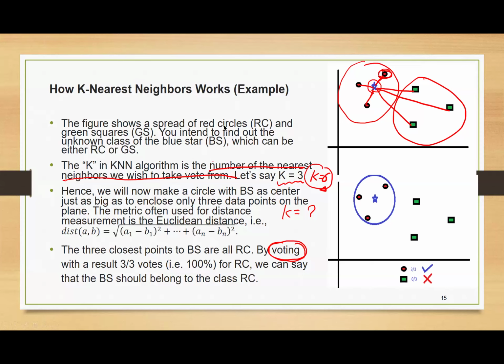Okay, and then the distance here is actually, the terminology is called Euclidean distance. So it's just like the square root of the squared distance, like this.